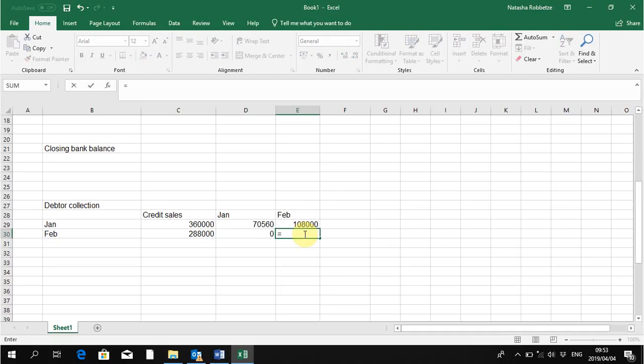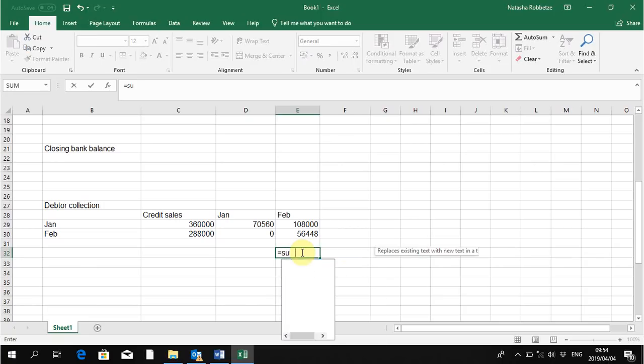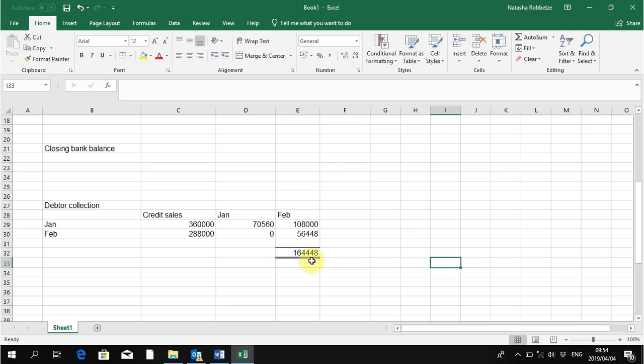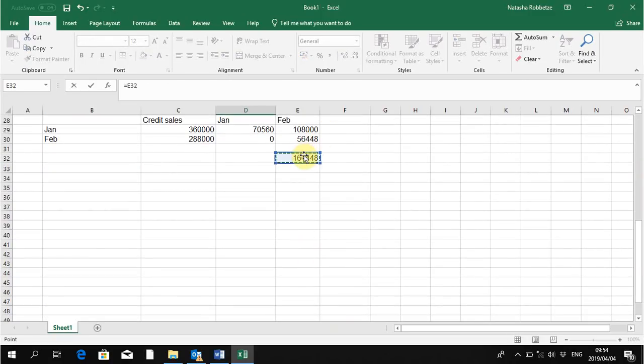So for February, it's going to be the 288,000. We're going to times that by the 20% that is collected and by the factor of 98%. That gives us the sum of, and the total collection then is 164,448. So I'm just going to write there debtor collection, and that equals the amount that we added up there.